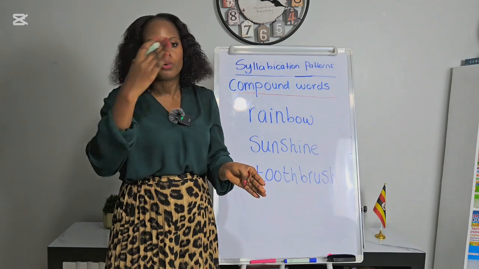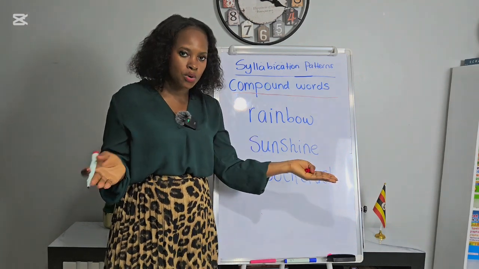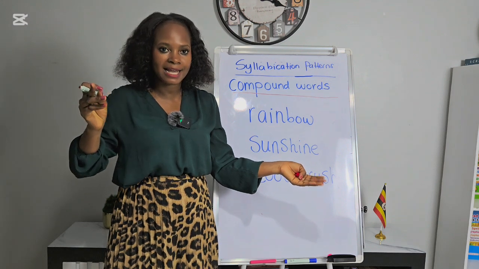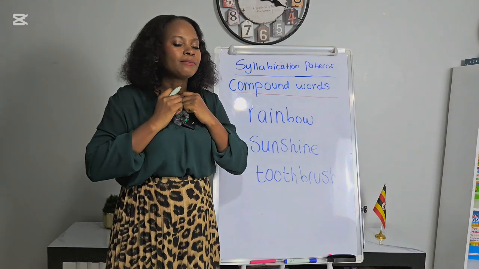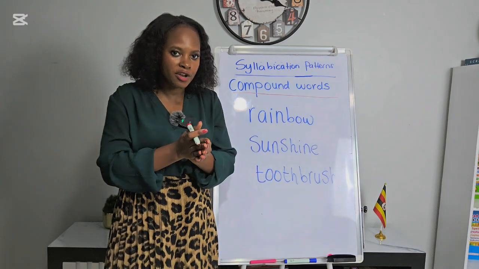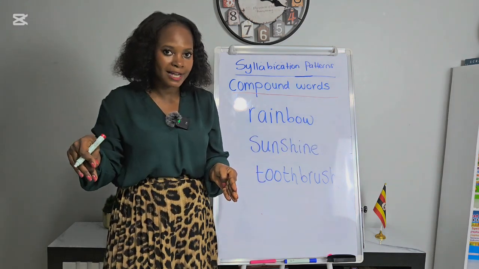For example, rainbow. Rain, we know that rain, the falling drops from the sky. Bow, we know that piece of cloth. When you put them together, we form a new word, rainbow. You know what a rainbow is, right?